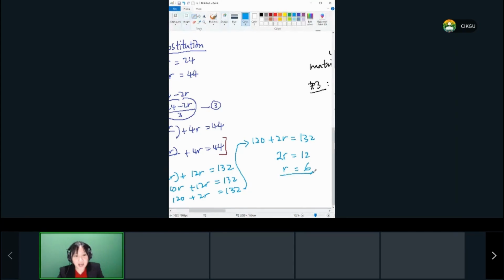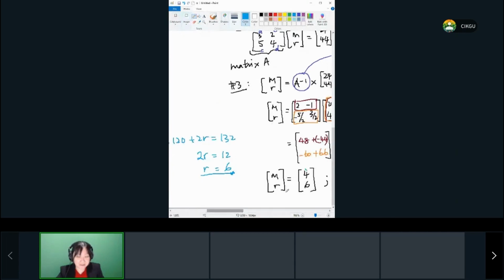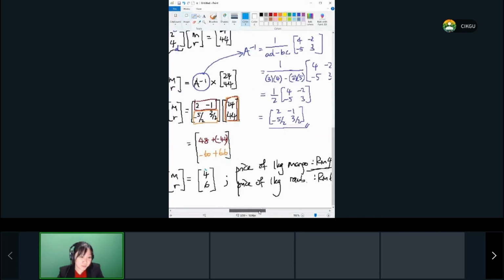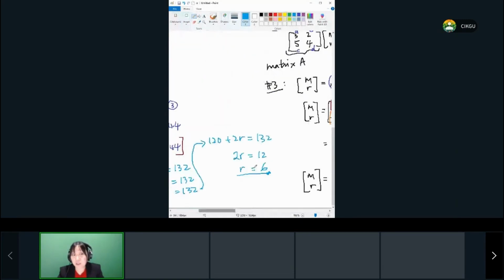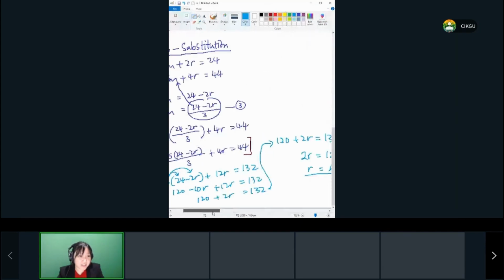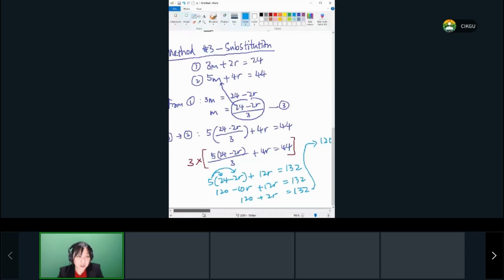R equals to 6. Remember R was rambutan. So if you compare to what we found earlier from the matrix, the price of 1 kilogram of rambutan is 6. That is how we know we did it correctly already. So R is 6. But that's not what the question was. I think question 1 is mango, right?